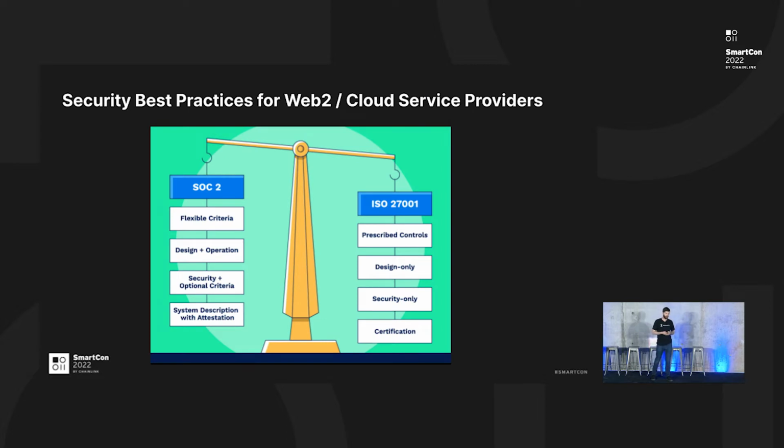So when we look at Web2 and try to think, what have we already learned in the Web2 world that we don't have to relearn as really painful lessons in Web3, the best places to look are these two standards.